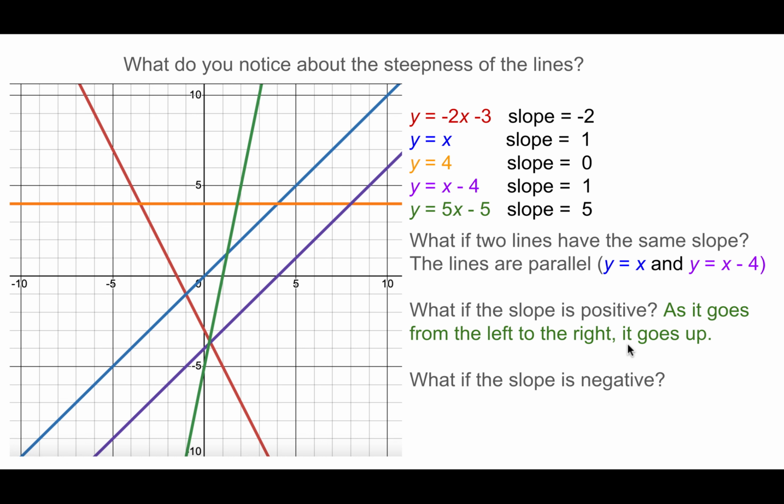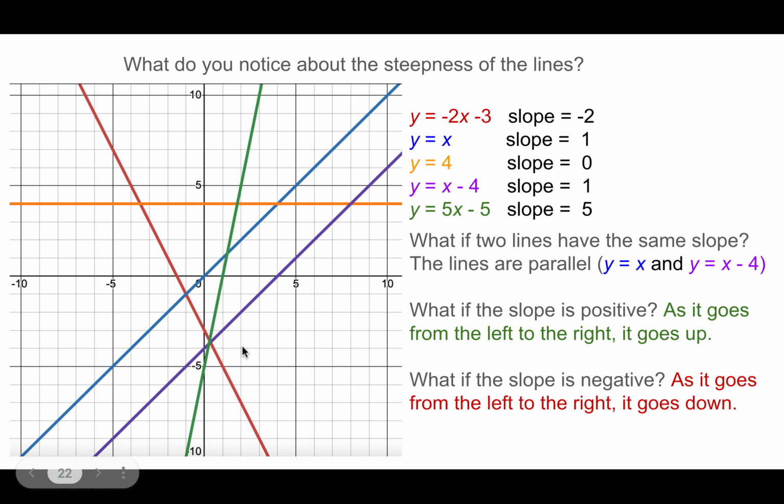What if the slope is negative? Well, I noticed that this red one is the only one that is negative, and the red one looks like it's going down. So as it goes from the left to the right, it goes down. And lastly, what if the slope is 0? Well, that looks like it's this one right here, our orange line. And when it's 0, it's a horizontal line.